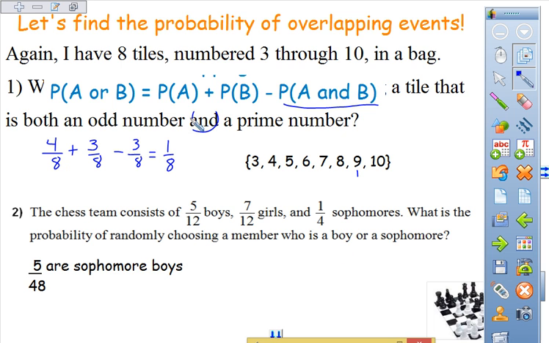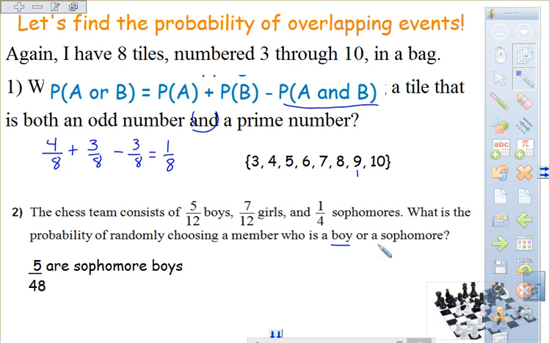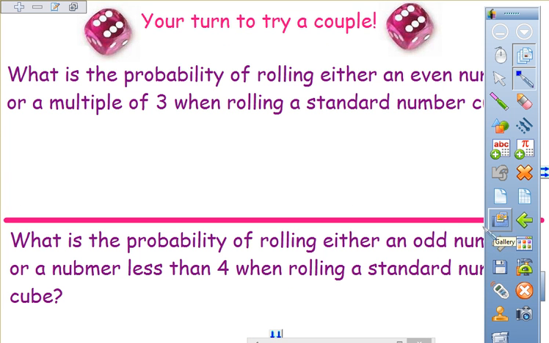Did anyone catch my mistake on that? I did the formula for an OR, where we added the 2 together and we subtracted out the overlap. If we're going to do an AND, then we have to multiply. So let's just move on to the next one. The chess team consists of 5 12th boys, 7 12th girls, and 1 4th sophomores. What is the probability of randomly choosing a member who is a boy or a sophomore? Here would be the solution. Please try the last slide.